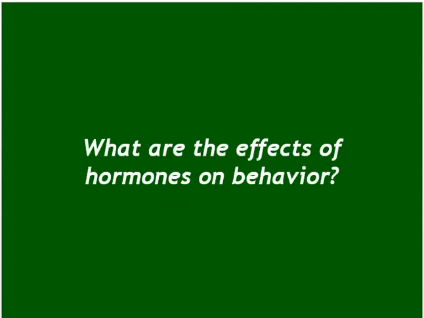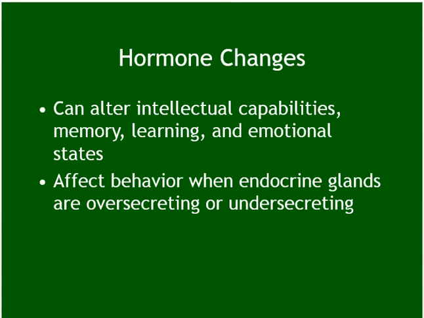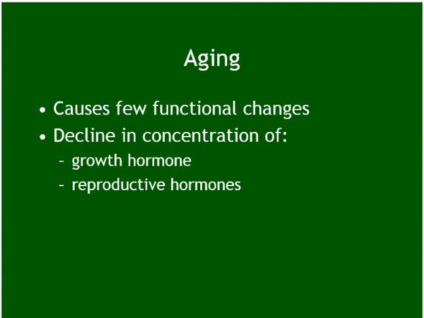Hormones and behavior. The hormones can not only do the physical part, but can also affect the intellectual capabilities, like memory, learning, emotions, and so on. The behavior changes when the endocrine glands secrete more or less. Aging, as we mentioned before, everything relates.